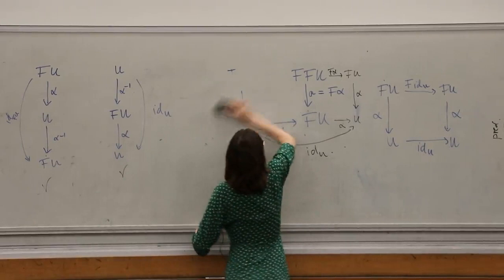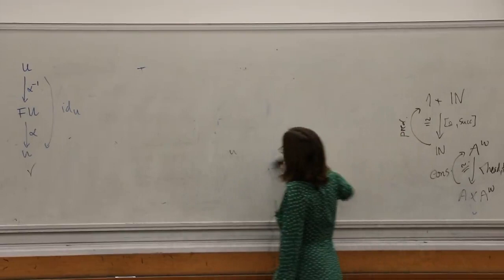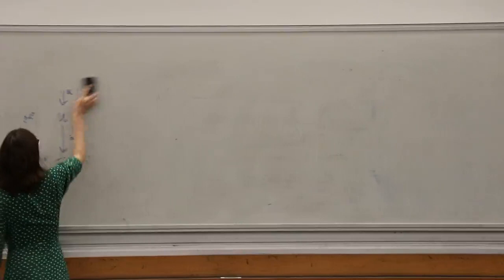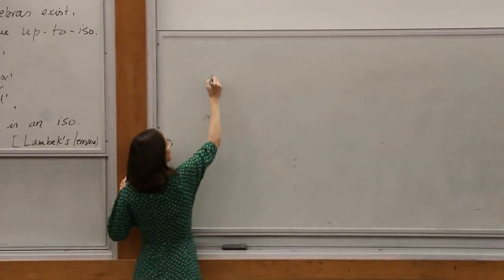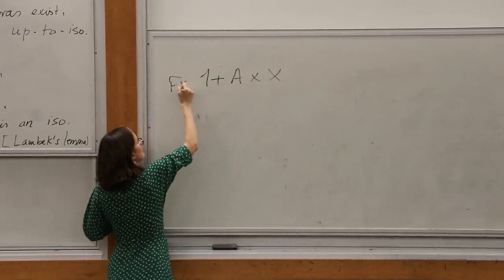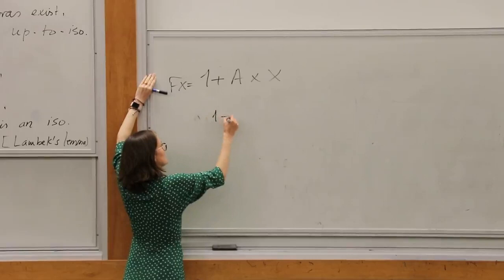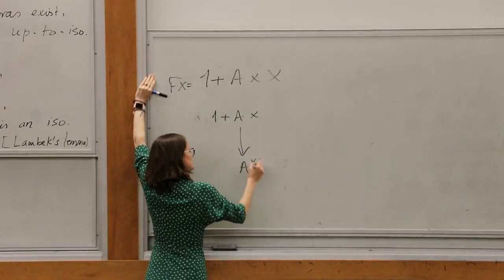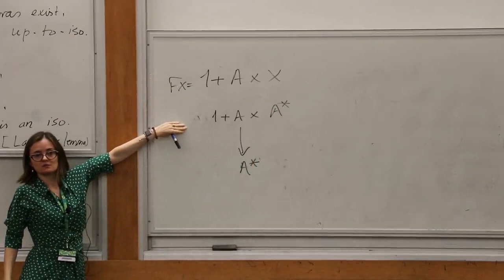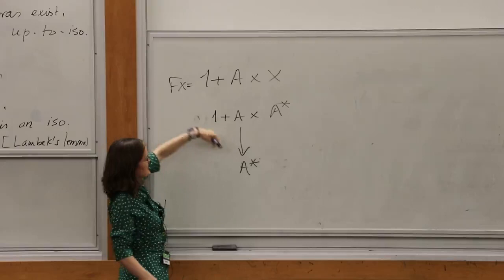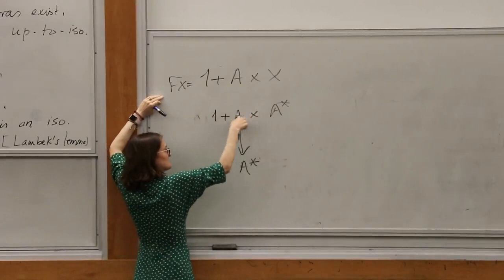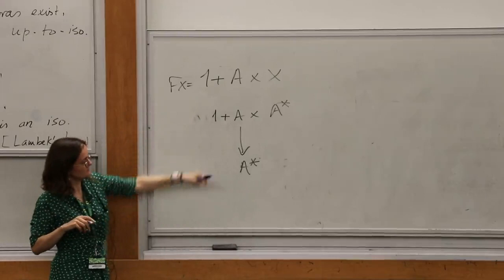Let's look at a few more examples of initial algebras and final coalgebras. Some we have seen before. If I take the functor F of X equals 1 plus A times X, what is the initial algebra of that functor? It's precisely the finite words over A. And the algebra map is given by the empty word injection and the concatenation of A with another word. So we've seen that the day before yesterday.